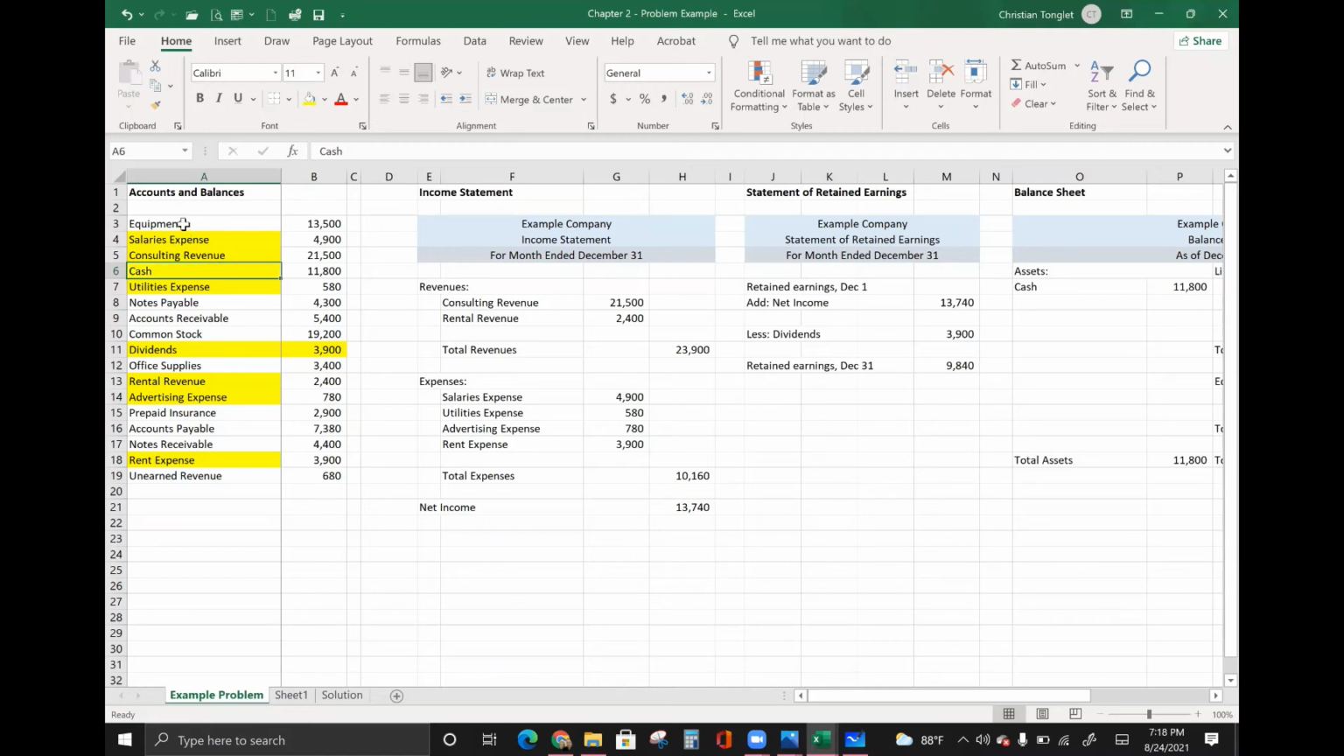Okay, what else? We have equipment, that's an asset. We have accounts receivable, that's an asset. Office supplies, notes receivable. So let's do accounts receivable next. Those are easily converted to cash.